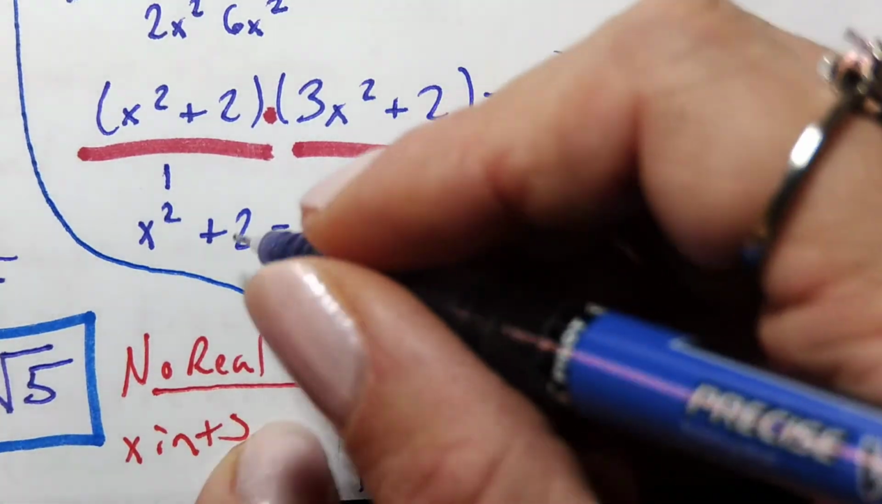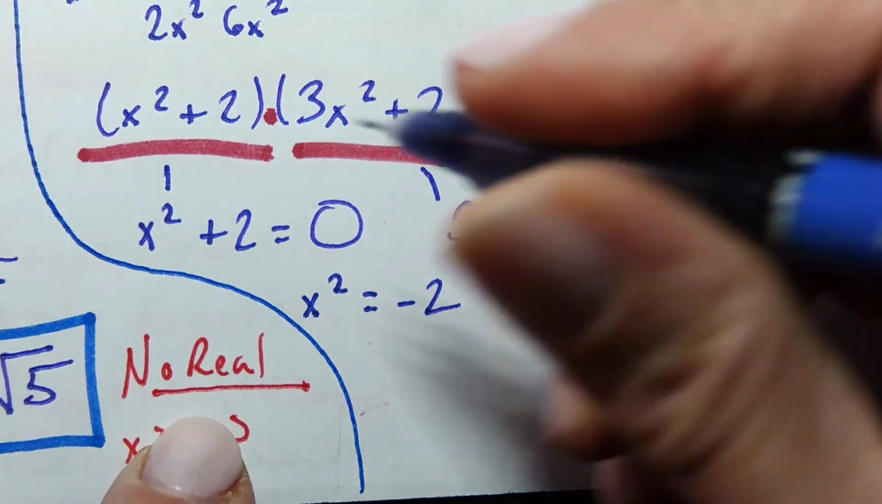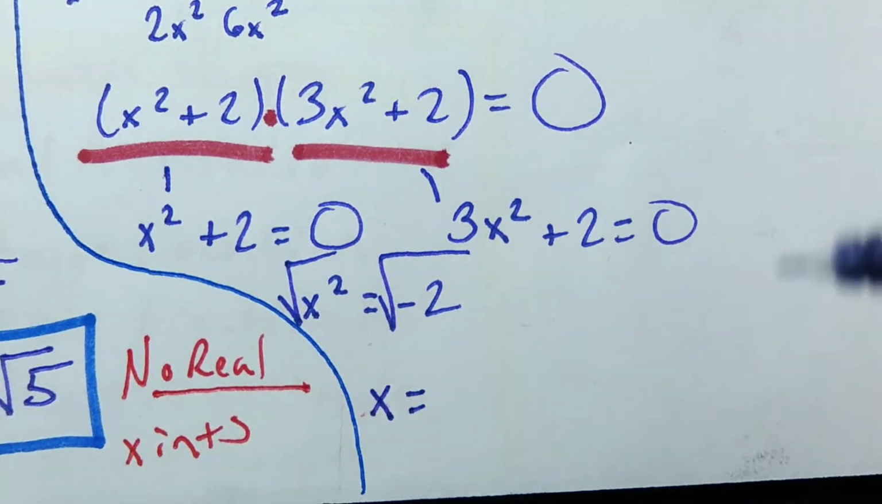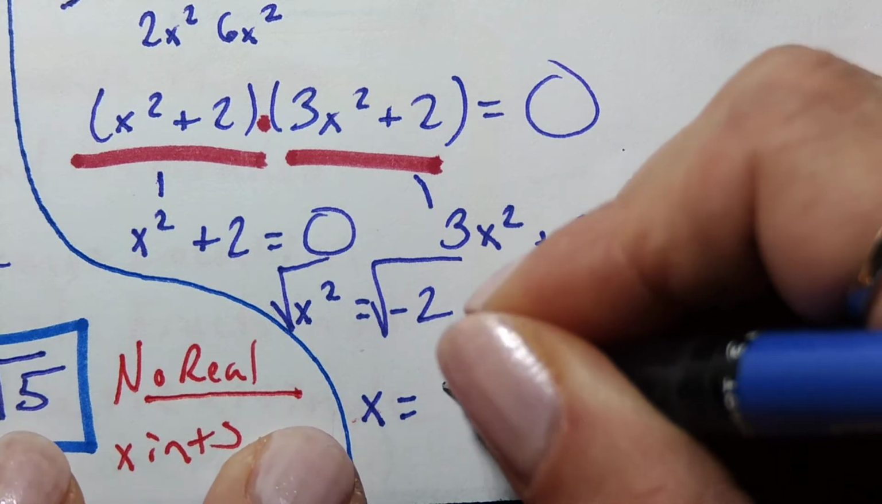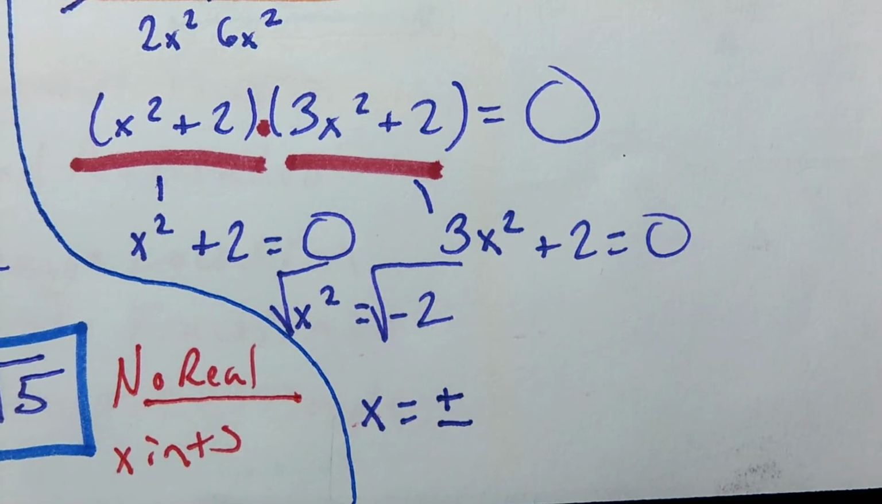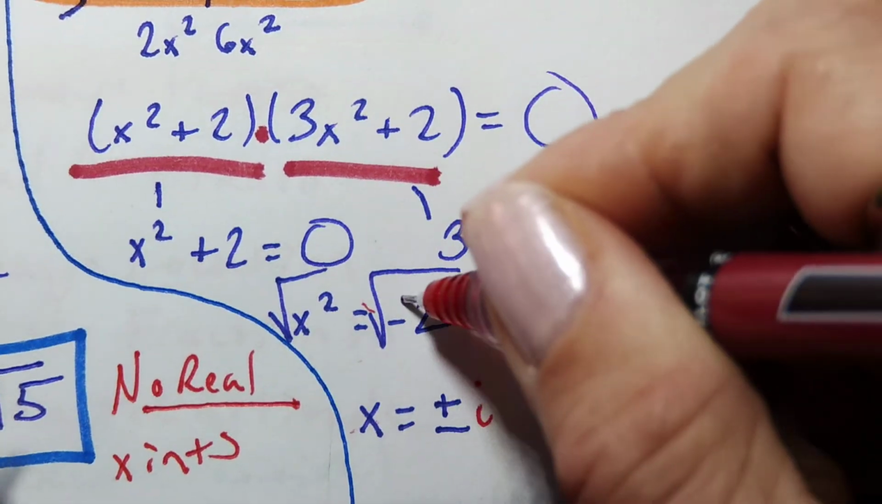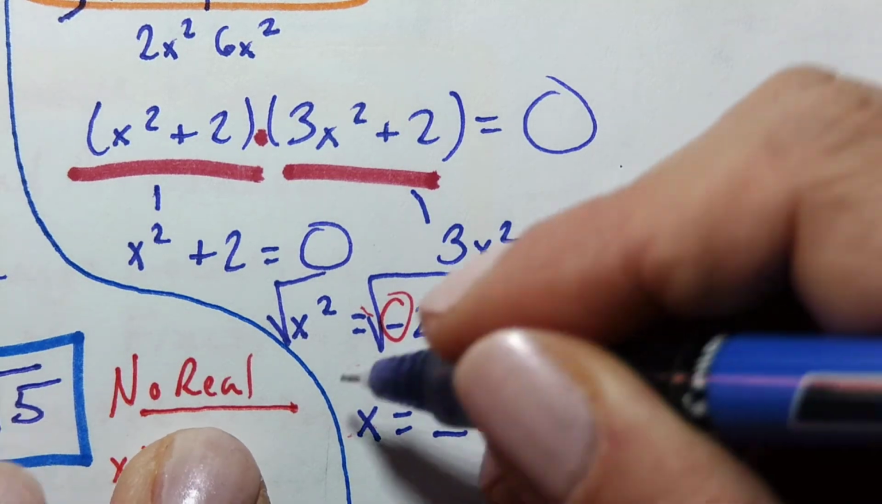So from here, we subtract the 2. So x squared equals -2. Square root. And x equals first, what comes after that equal sign? The plus or minus, then what? The i. And then remember 2 is not a perfect square, so that's going to have to stay under the square root. So plus or minus i root 2.